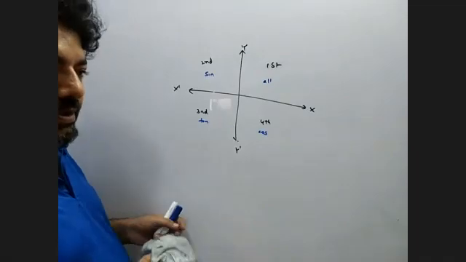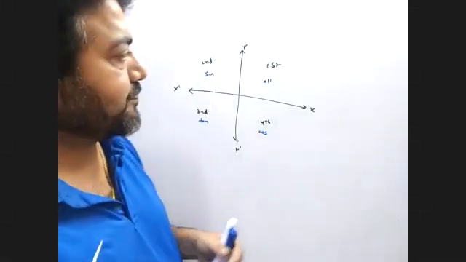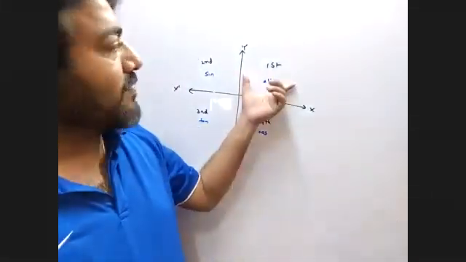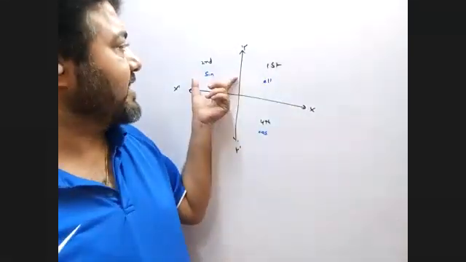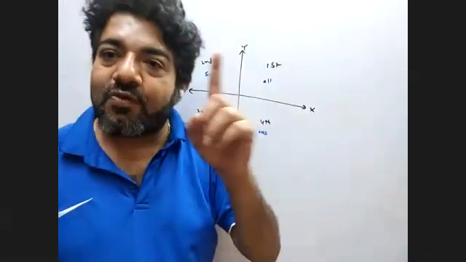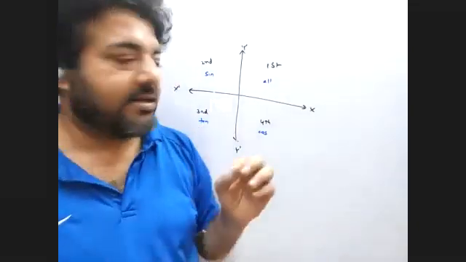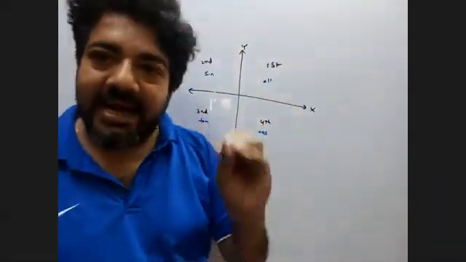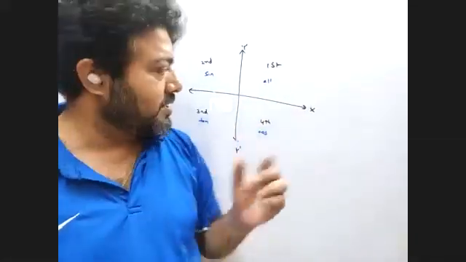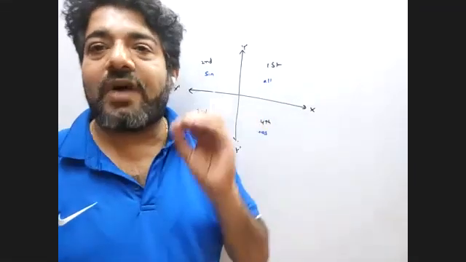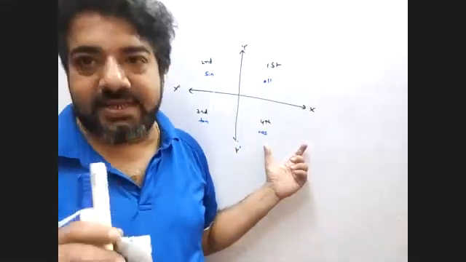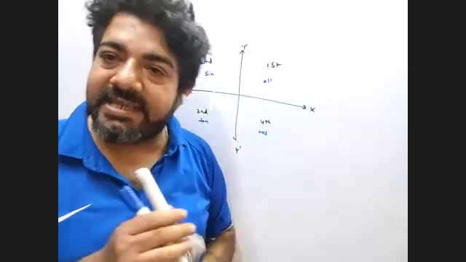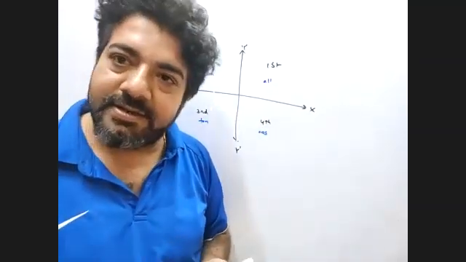It's very simple. In the first quadrant, all are positive. In the second quadrant, sine and 1 by sine, that is cosec, are positive. In the third quadrant, tan and 1 by tan, that is cot, are positive. In the fourth quadrant, cos and 1 by cos, that is sec, are positive. The rest are negative. Is it clear, everyone?